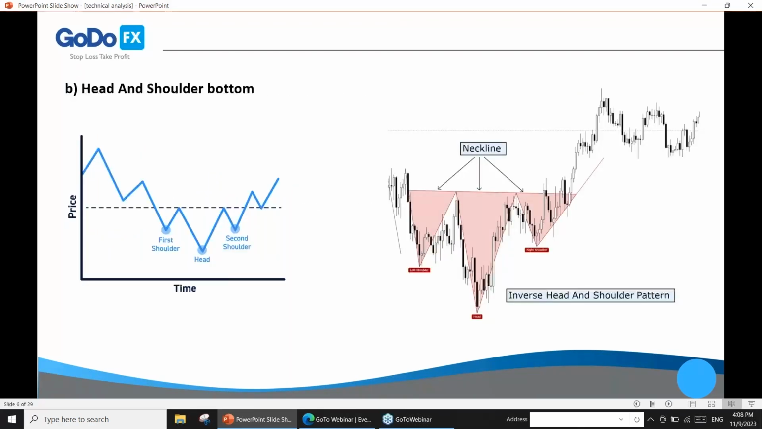Secondly, we have the head and shoulders bottom, which is also known as an inverse head and shoulders, and it is a bullish reversal pattern that typically forms after a downtrend and signals a potential reversal from bearish to bullish. So it occurs after a downtrend. Here is the head and shoulders bottom, and after it we're gonna have an uptrend.